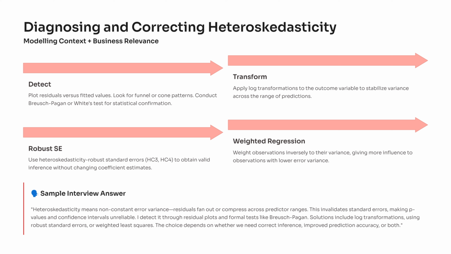Heteroskedasticity means non-constant error variance. Residuals fan out or compress across predictions. It makes standard errors unreliable, distorting p-values and confidence intervals. I detect it using residual plots or Breusch-Pagan tests, and fix it using log transformations, robust standard errors, or weighted least squares, depending on whether I need more accurate inference or better predictive stability.